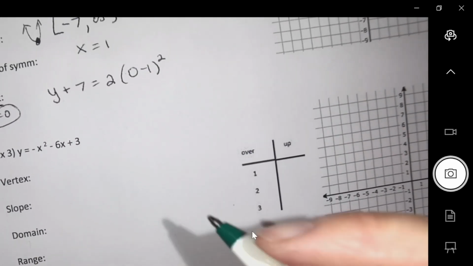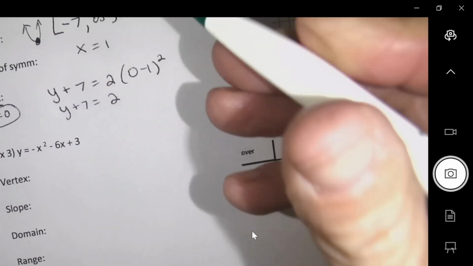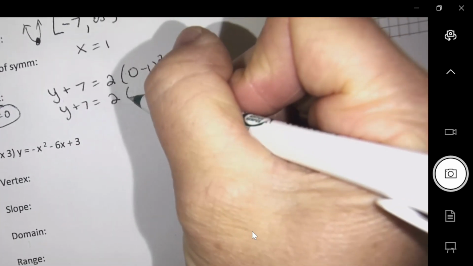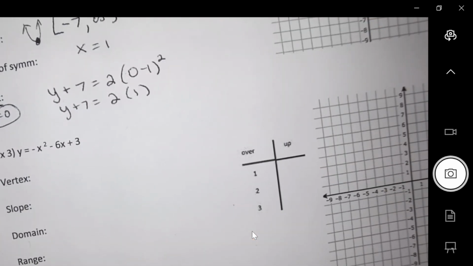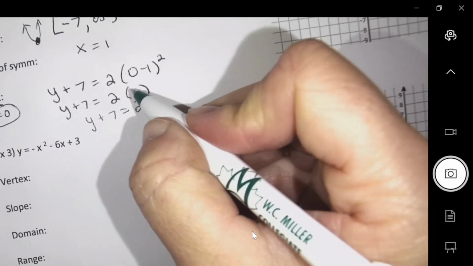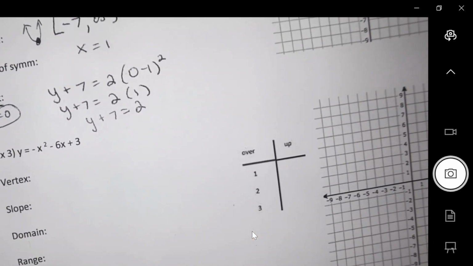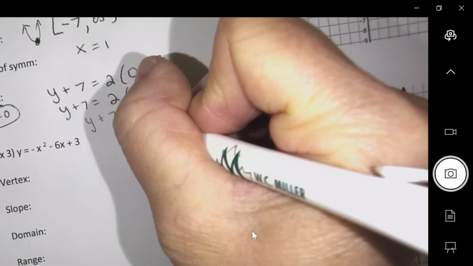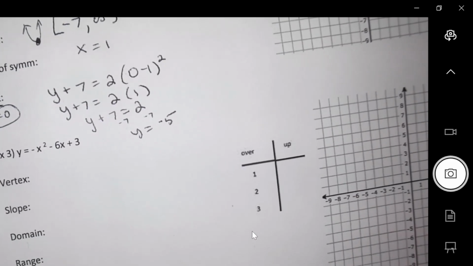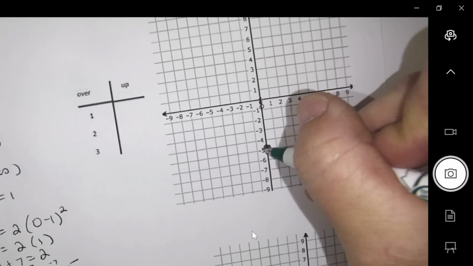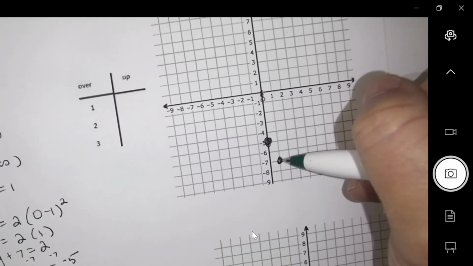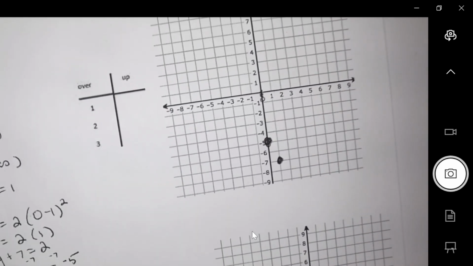Okay. So I'm going to do BEDMAS. 0 subtract 1. I'm just going to put this in my head. Negative 1 squared is positive 1. And then if I times 2, 2 times 1 is just 2. What do I still need to do here? Subtract 7. So negative 5 is the y-intercept. I'm going to put it on there. So 1, -7 is my vertex. That's my y-intercept.